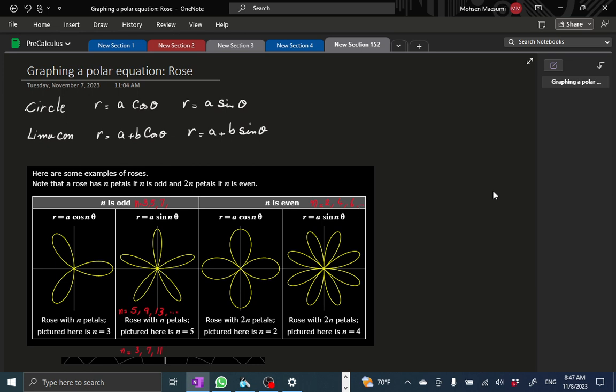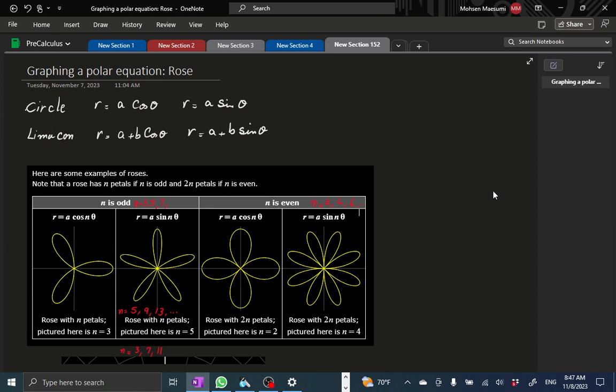So we have gone through several examples so far. We talked about lines and then circles and then limaçons. Circles were, for example, r is equal to 3 cosine theta. A limaçon example would be like 5 plus 7 cosine of theta. Now we are going to go one level higher up.